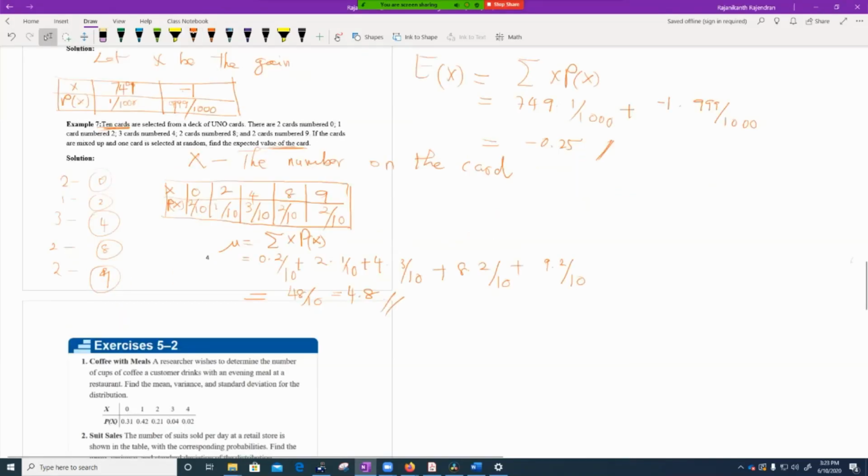After that, the expected value is simply given by mu, which is the sum of x times p(x). So the expected value, which is mu, is 4.8. Okay, so that is the expected value. On average, when you draw a card from these 10, you will get the number 4.8. So that's the meaning.